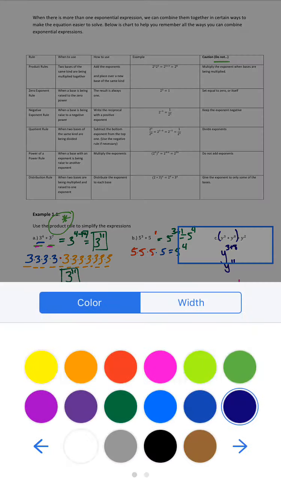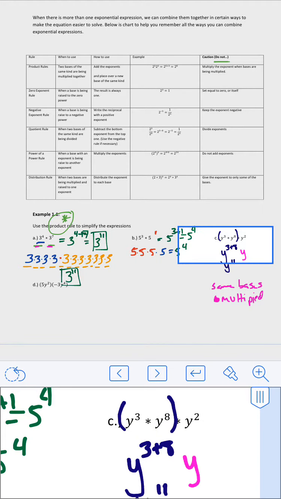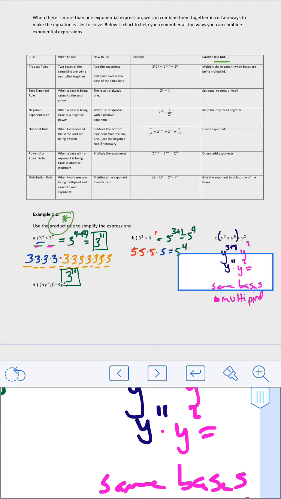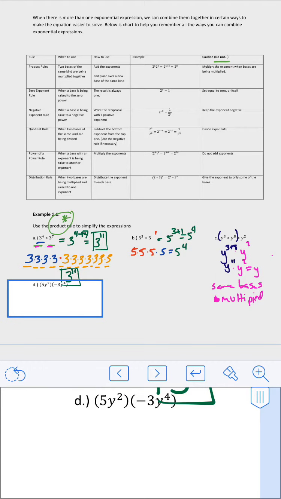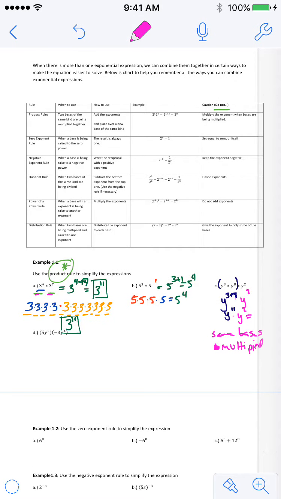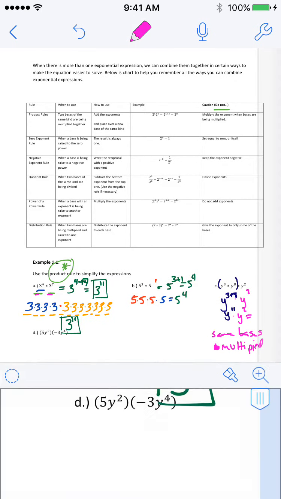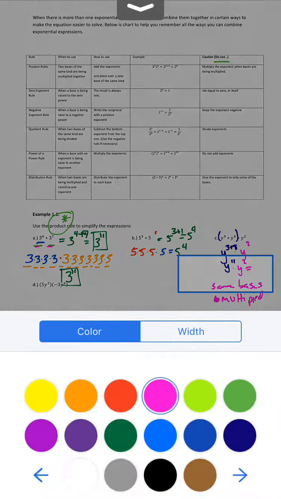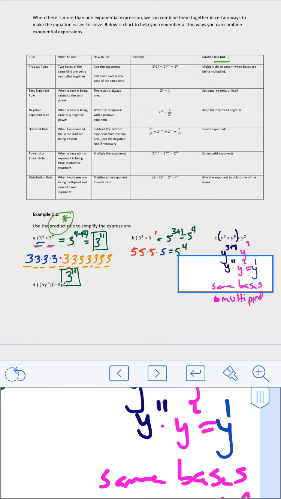And then that's still times y squared. I can do one more time from here, and I end up getting y to the 11 plus 2, or y to the 13th. And that would be my final combination.